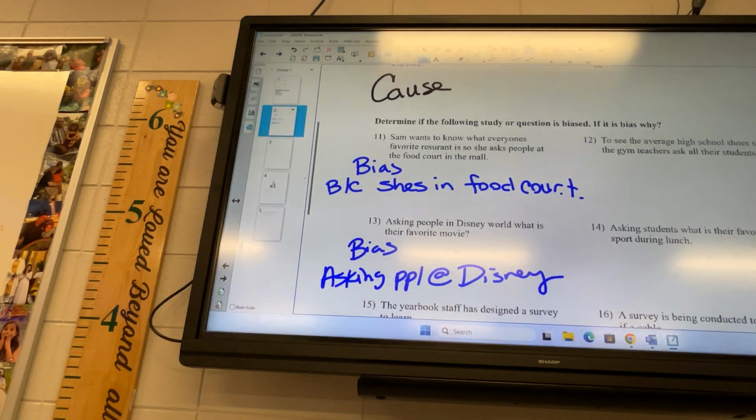Okay, 15. The yearbook staffer has designed a survey to learn student opinions on how the yearbook could be improved for this year. They want to distribute the survey to 200 students and ask every other student at the building as they enter. What is the potential bias in this problem? What is the potential problem with this?